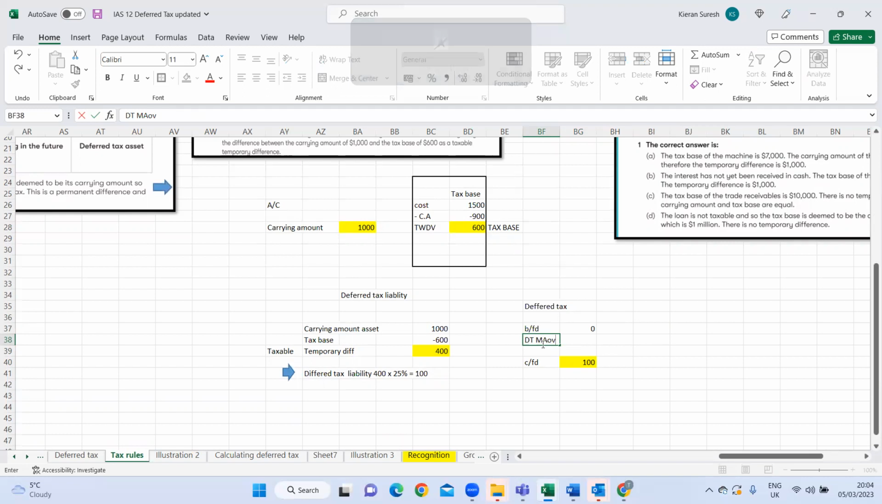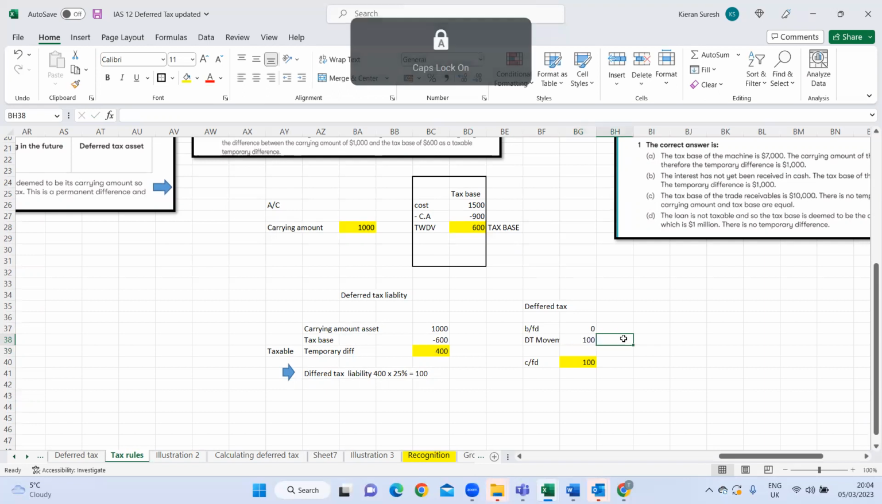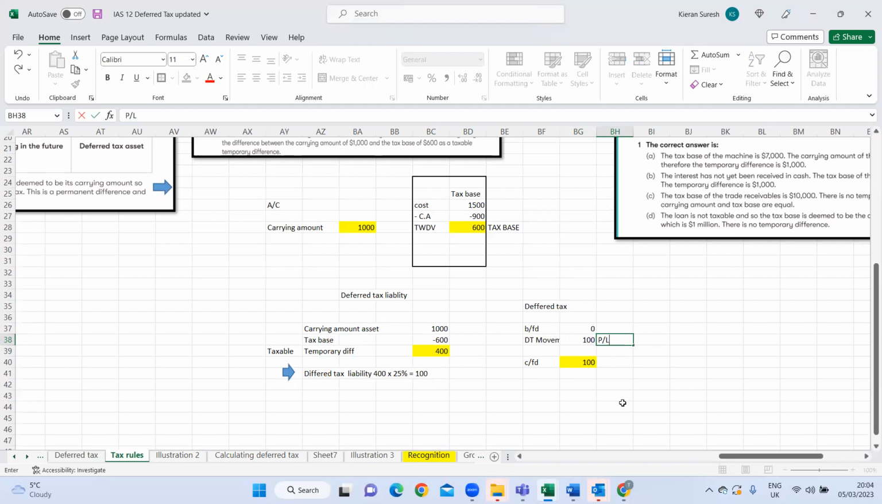This deferred tax movement will go to the profit and loss account as an expense in this example, which is 100. It goes to the profit and loss account as the charge. The double entry for this: debit profit or loss, deferred tax expense 100, credit deferred tax liability. And that is the double entry for this. I hope that's clear, right?